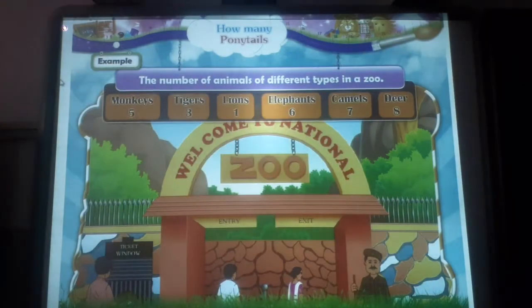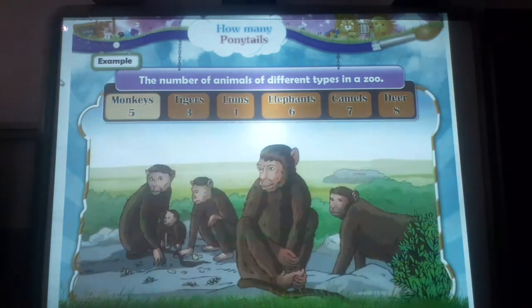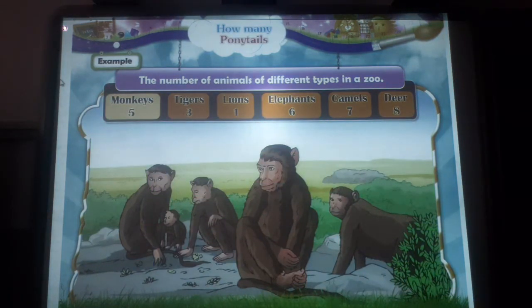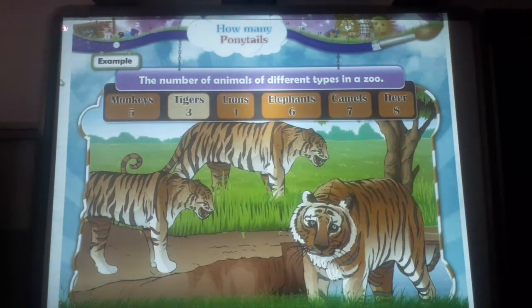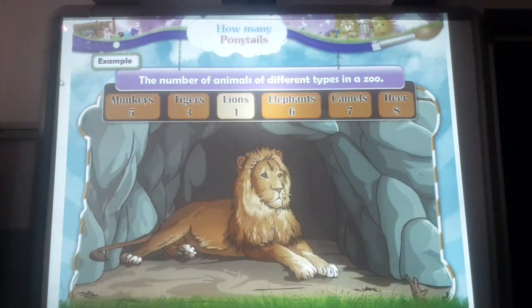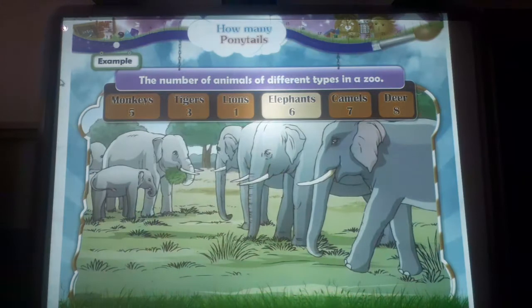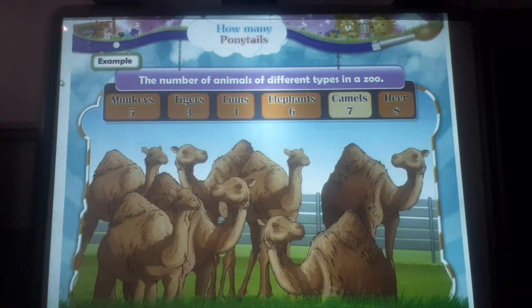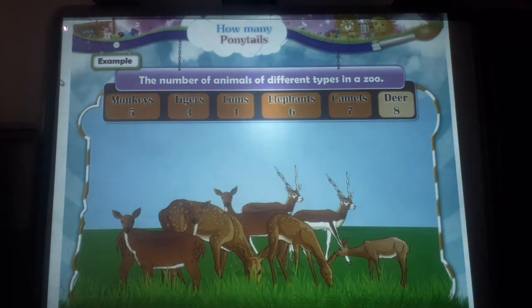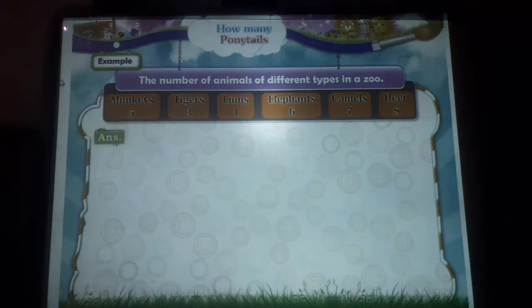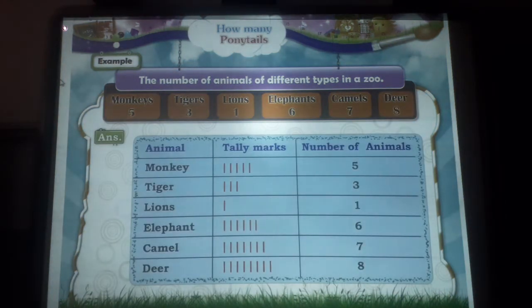Now, look at this example. The following information shows the number of animals of different types in a zoo. Monkeys, 5. Tigers, 3. Lions, 1. Elephants, 6. Camels, 7. Deer, 8. We get the table as shown here.